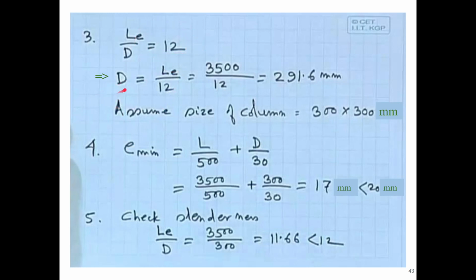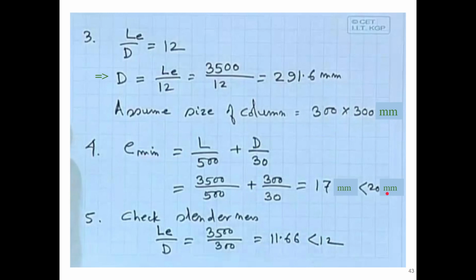So in that case the D value should be Le by 12, or 3500 by 12, which is 291.666 mm, right? So assuming the section to be a square one, and rounding it off to the nearest multiple of 10, let us assume the size of the column to be 300 by 300 mm, okay. So the size of the column will come to be 300 by 300 mm, and let us see the minimum eccentricity, okay.